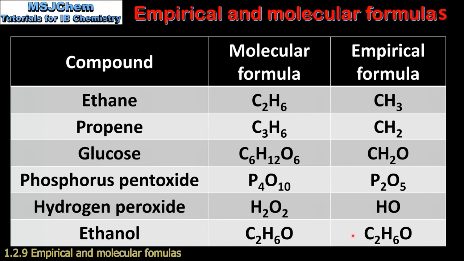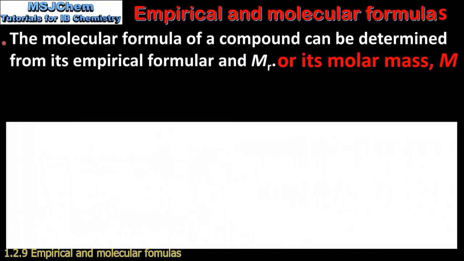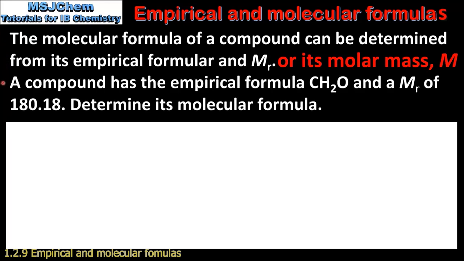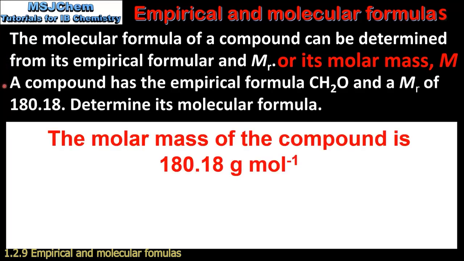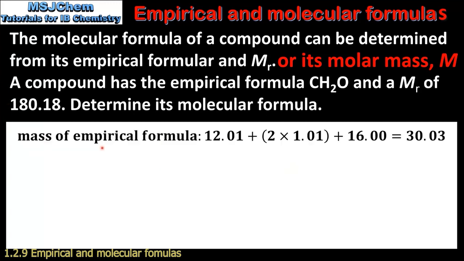So from this table, we can see that for some compounds, the molecular formula and empirical formula are different, but for some compounds, it's the same. The molecular formula of a compound can be determined from its empirical formula and its relative molecular mass. So let's look at an example. A compound has the empirical formula CH2O and a relative molecular mass of 180.18. Determine its molecular formula. The first step is to find the mass of the empirical formula.